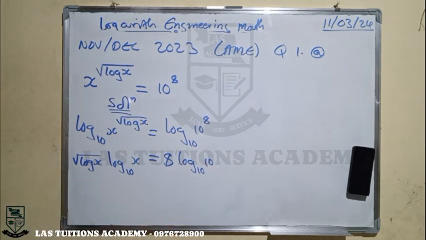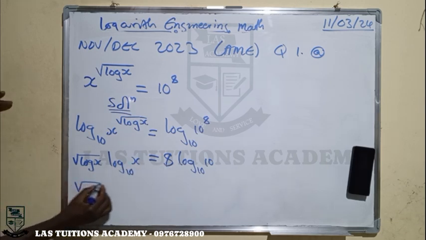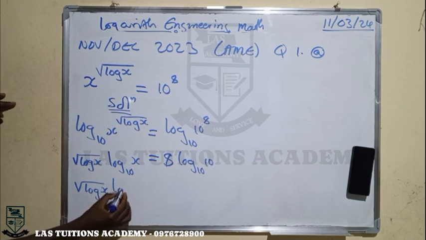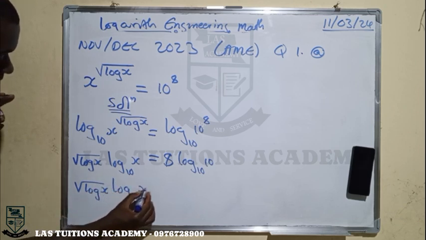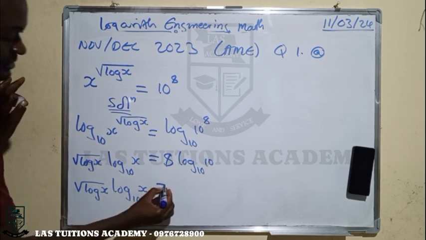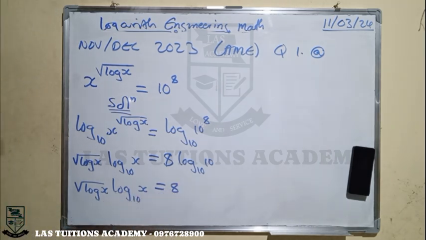Okay, so we'll get just 8 there. So I'm going to have root of log x log x like that is equal to 8. Any question? Whom have I left behind so far? So that you don't remain completely very far, I hope we are moving together.